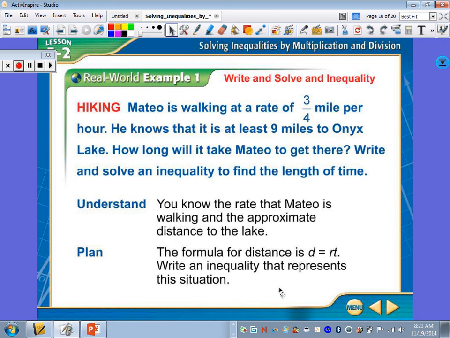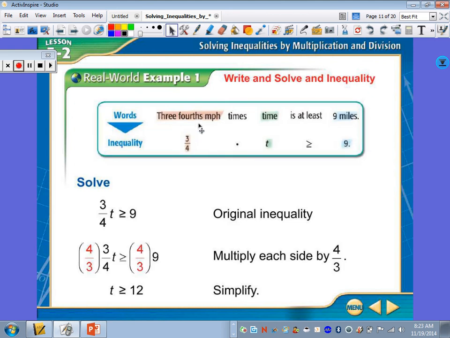So the formula we want to use is d equals rt, distance equals rate times time, and we're going to write an inequality that shows that, okay? So you're going to have 3/4, which is our rate, times time gives us our distance. At least means it has to be greater than or equal to, because the smallest number it can be is 9, but it can be more than 9. That's why you use the inequality greater than or equal to. So 3/4 t is greater than or equal to 9.